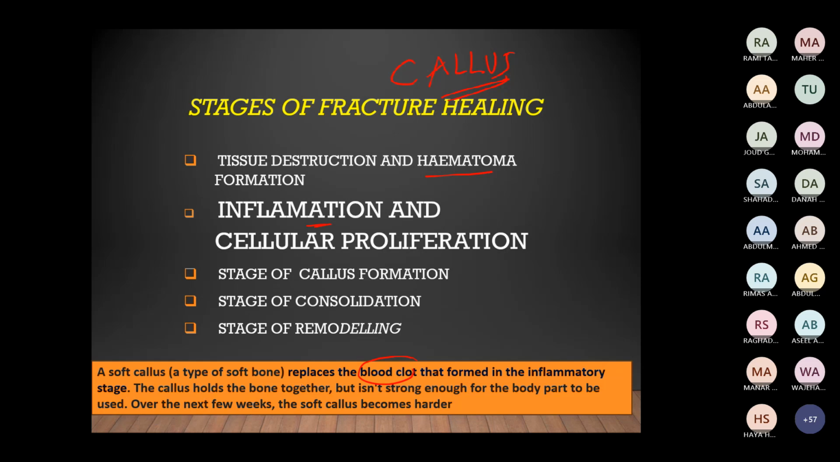The callus holds the bone together, but it's not strong. It's very soft, enough for the body part to be used over the next few weeks. The soft callus becomes harder callus over a period of time. That is why you see people with a fracture hang their hand in a sling, or if it is a leg, they will have crutches, just for it to heal up. So the first stage was tissue destruction with clot or hematoma formation.